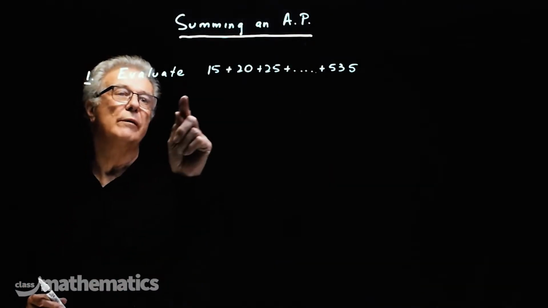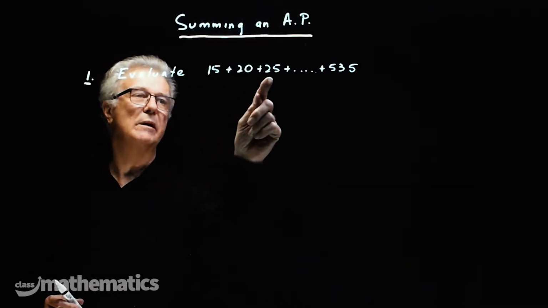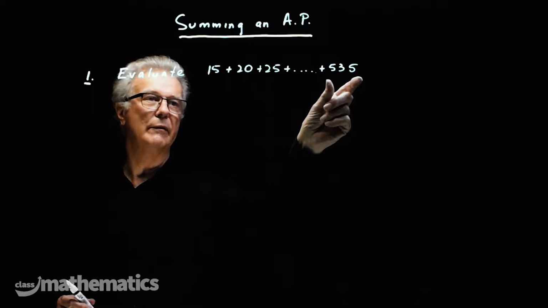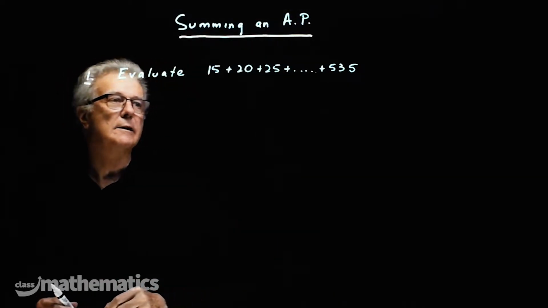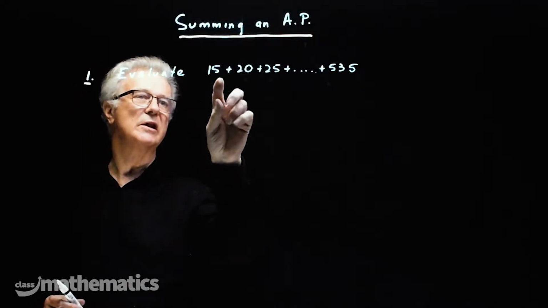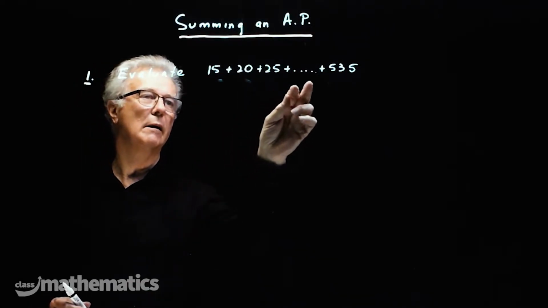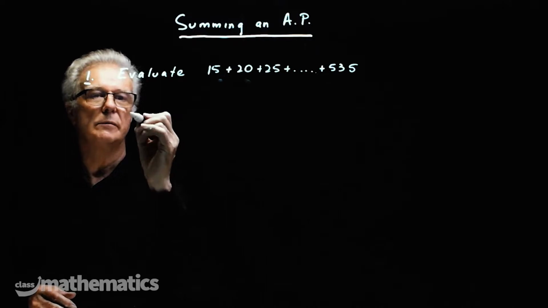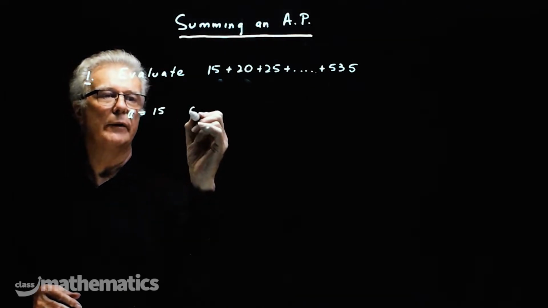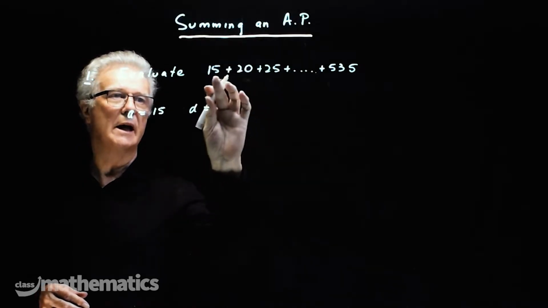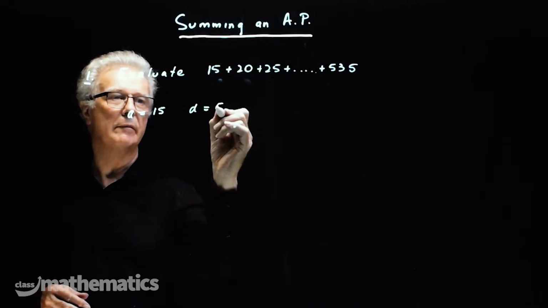In this question we have to evaluate 15 plus 20 plus 25 all the way up to 535 without actually going on adding them all up. Okay, so this is an AP because you can see you're adding 5 each time here. So we know that the first term is equal to 15 and the common difference is simply 20 take away 15, which is 5.